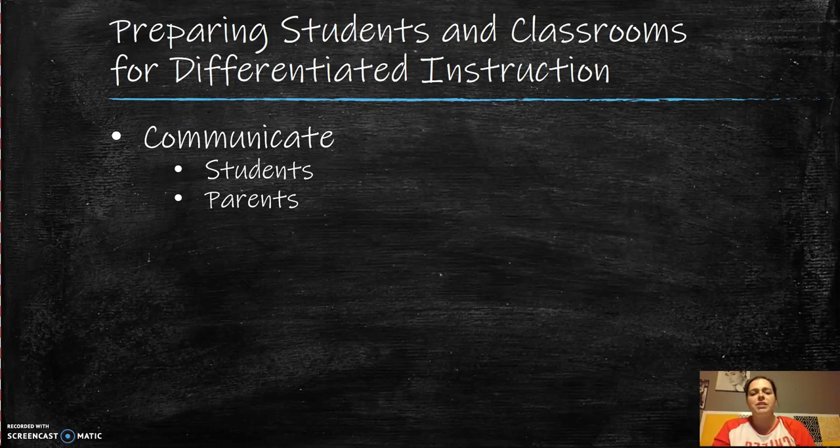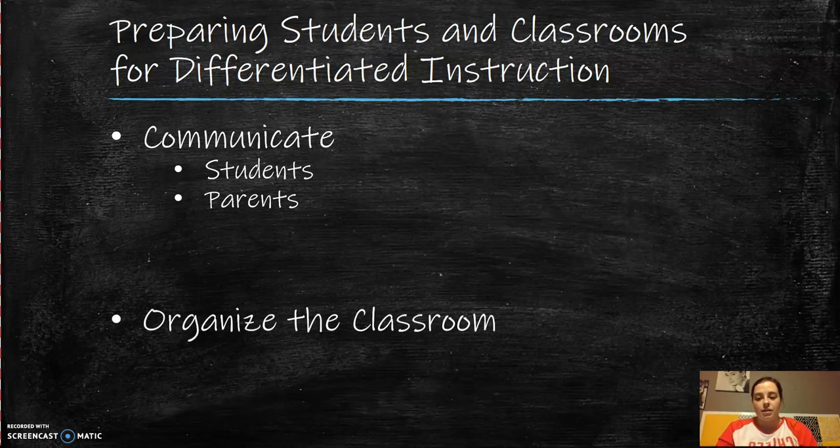So, preparing students in classrooms for differentiated instruction. The first thing you need to do is you need to communicate. You need to communicate with the students, let them know what's going on, what your expectations are, and then you need to communicate with the parents. Let them know what your expectations are for the classroom and what they will be seeing from their child as time goes on.